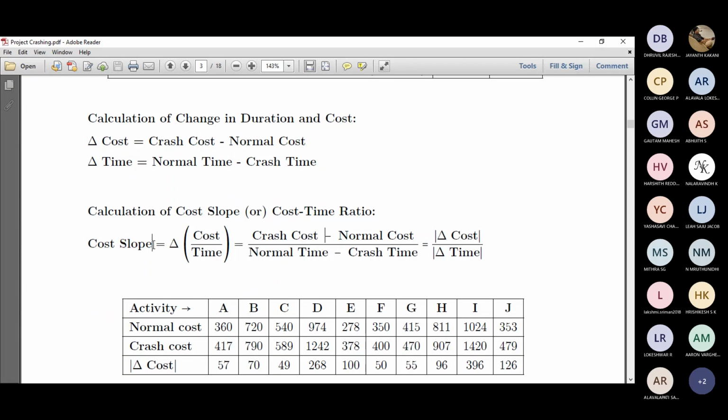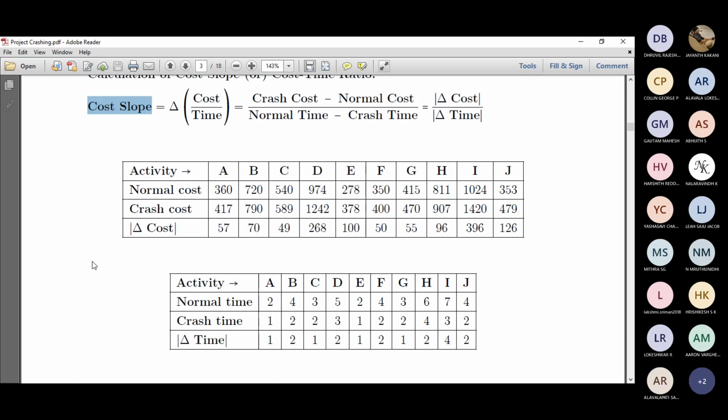The least cost slope will be among the critical paths or considered to be a very important point of discussion for crashing. So understand that in a project network diagram, we found out the critical path. Among the critical path, the one which has the least cost slope is what our consideration. So let's take a look at the implications of that a little later. But as of now, this is the cost slope.